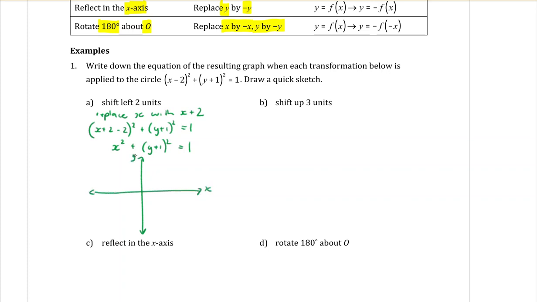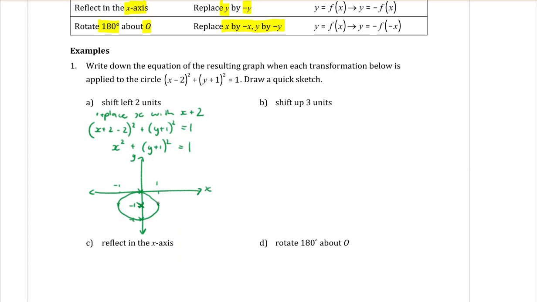So x and y, my center is at 0, negative 1, which is going to be right there. And a radius of 1 going all the way around from that. So 1 up, 1 down, 1 left, and 1 right from the center gives me, well, that's a bit wobbly, but it should be a circle from there. Okay? Let's do part B.